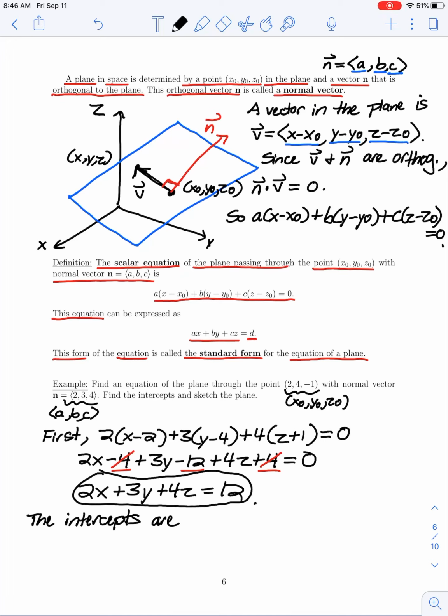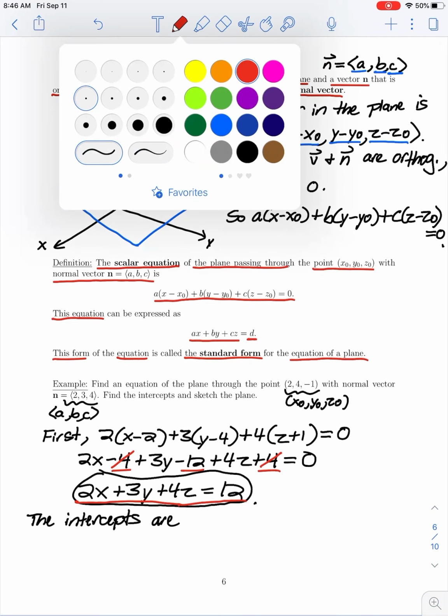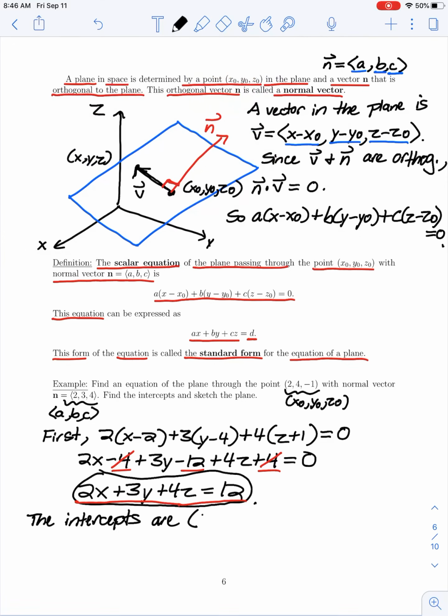for instance, to find where our plane crosses the x-axis, for every point on the x-axis, both y and z are equal to 0. So looking at the equation of my plane, if I set y and z equal to 0, I would have 2x equals 12, and so x is 6. So the intercept of my plane with the x-axis would be the point 6, 0, 0.